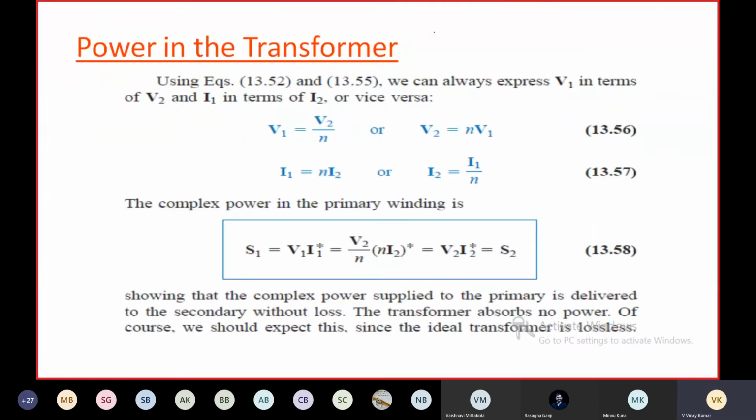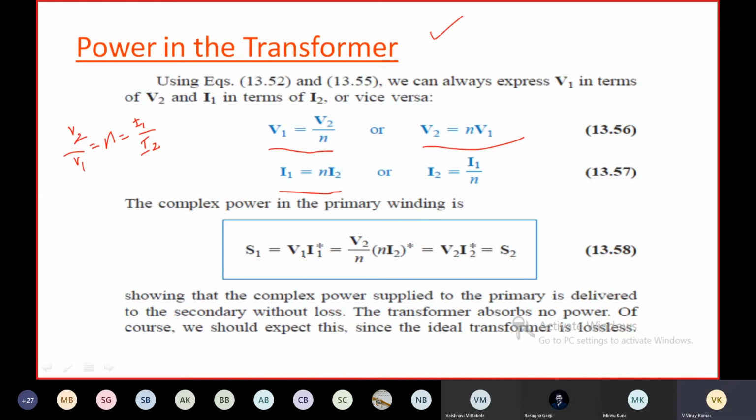Coming to power in the transformer, we know, right? V2 by V1 is equal to n. n is the transformation ratio. n is equal to N2 by N1, right? So V1 is equal to V2 by n. Okay, V2 is equal to n V1. Similarly, I1 is equal to n I2. You know, right? n is equal to N2 by N1, which is equal to I1 by I2. So I1 is equal to n I2, or I2 is equal to I1 by n.